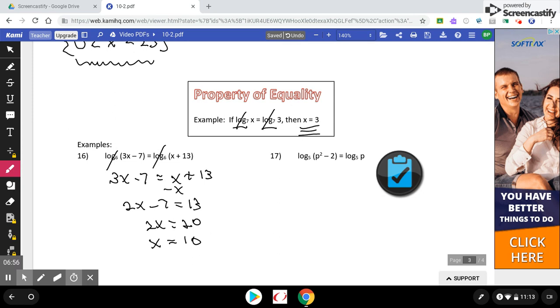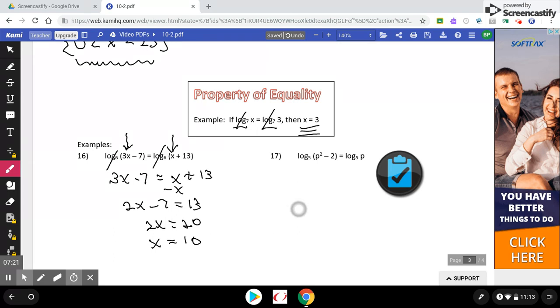The reason you got to check it is we just got done saying the arguments can't be negative. So I'm going to plug the 10 in there, and I'm going to do it in my head here. You could do it on a calculator if you wanted. 3 times 10 is 30. 30 minus 7 is 23. Positive 23. Good to go. Better check the other side. I put a 10 right there. 10 plus 13 is 23. Positive 23. Good to go. I'm allowed to have that.